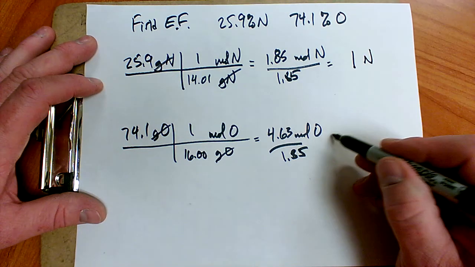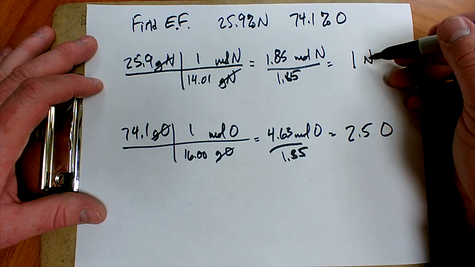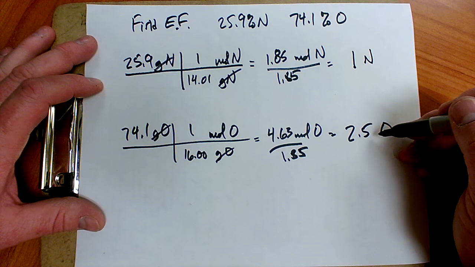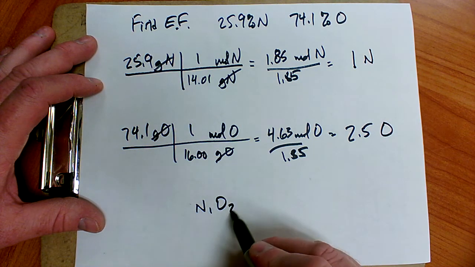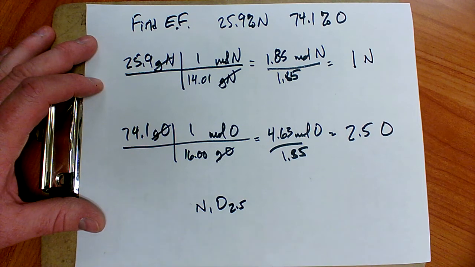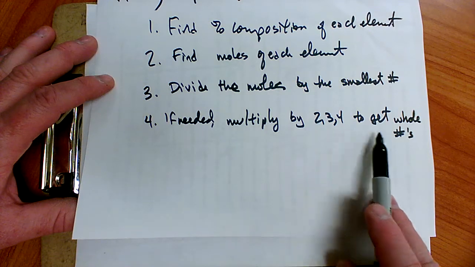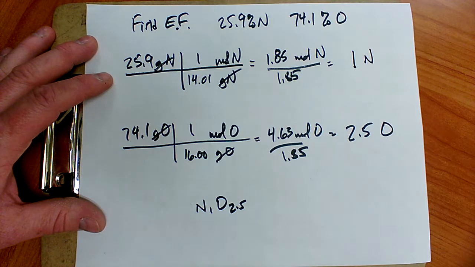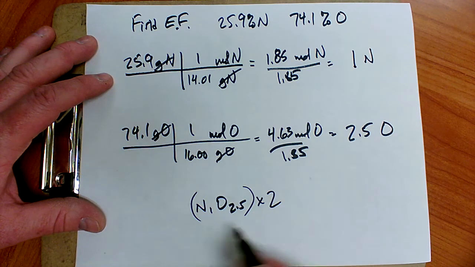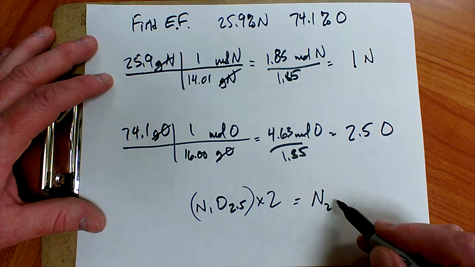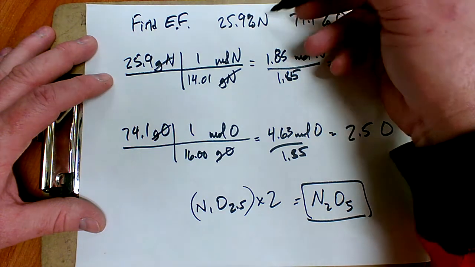And this number turns out to be about 2.5. What this means is that for every 1 nitrogen, I have 2.5 oxygens. So my formula would simply be N1O2.5. But you can't have 2.5, and so this is where that last step says, if needed, multiply by 2, 3, or 4 to get whole numbers. So in this case, if I multiply everything by 2, I'm going to get whole numbers. In other words, N2O5. That's my empirical formula for a sample that is 25.9% nitrogen and 74.1% oxygen.